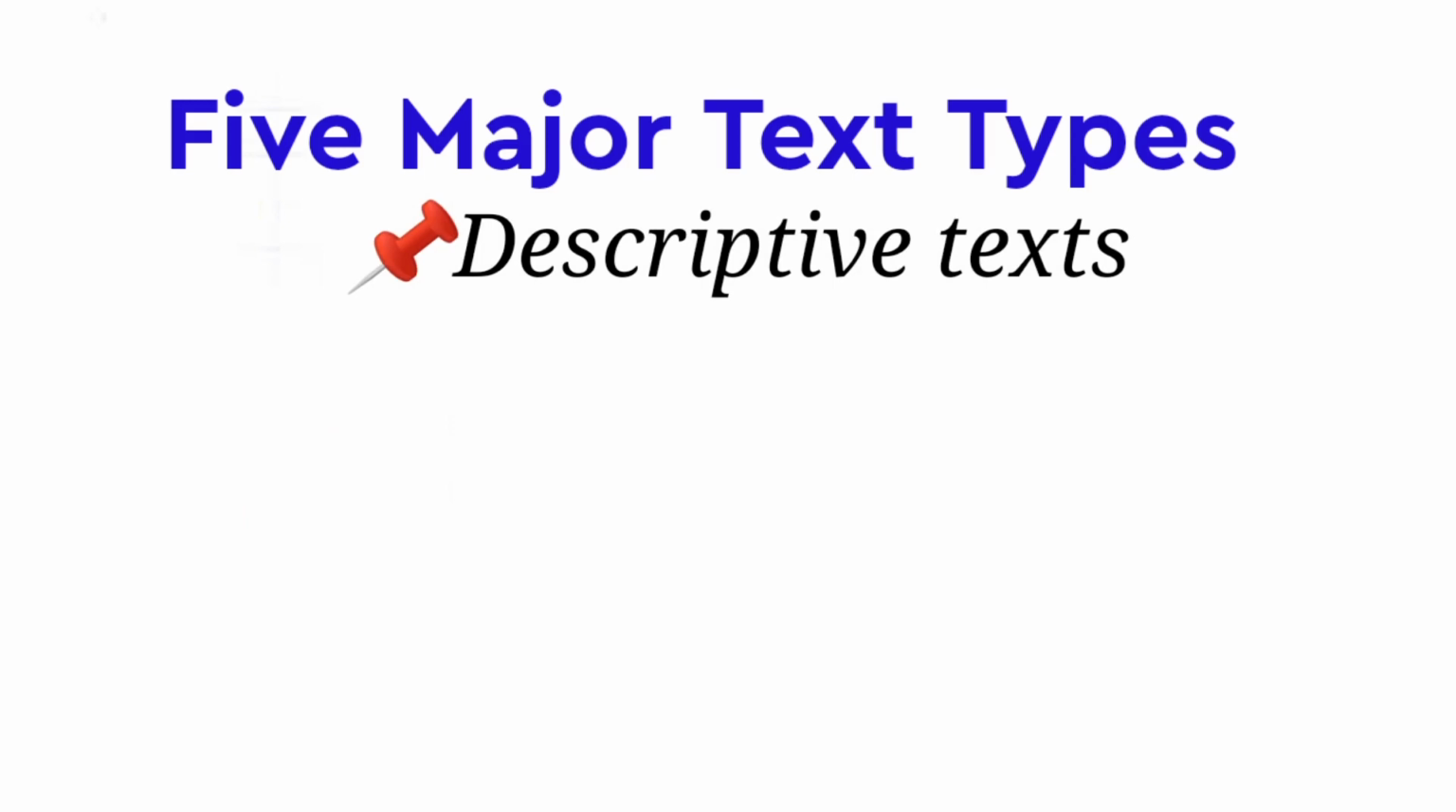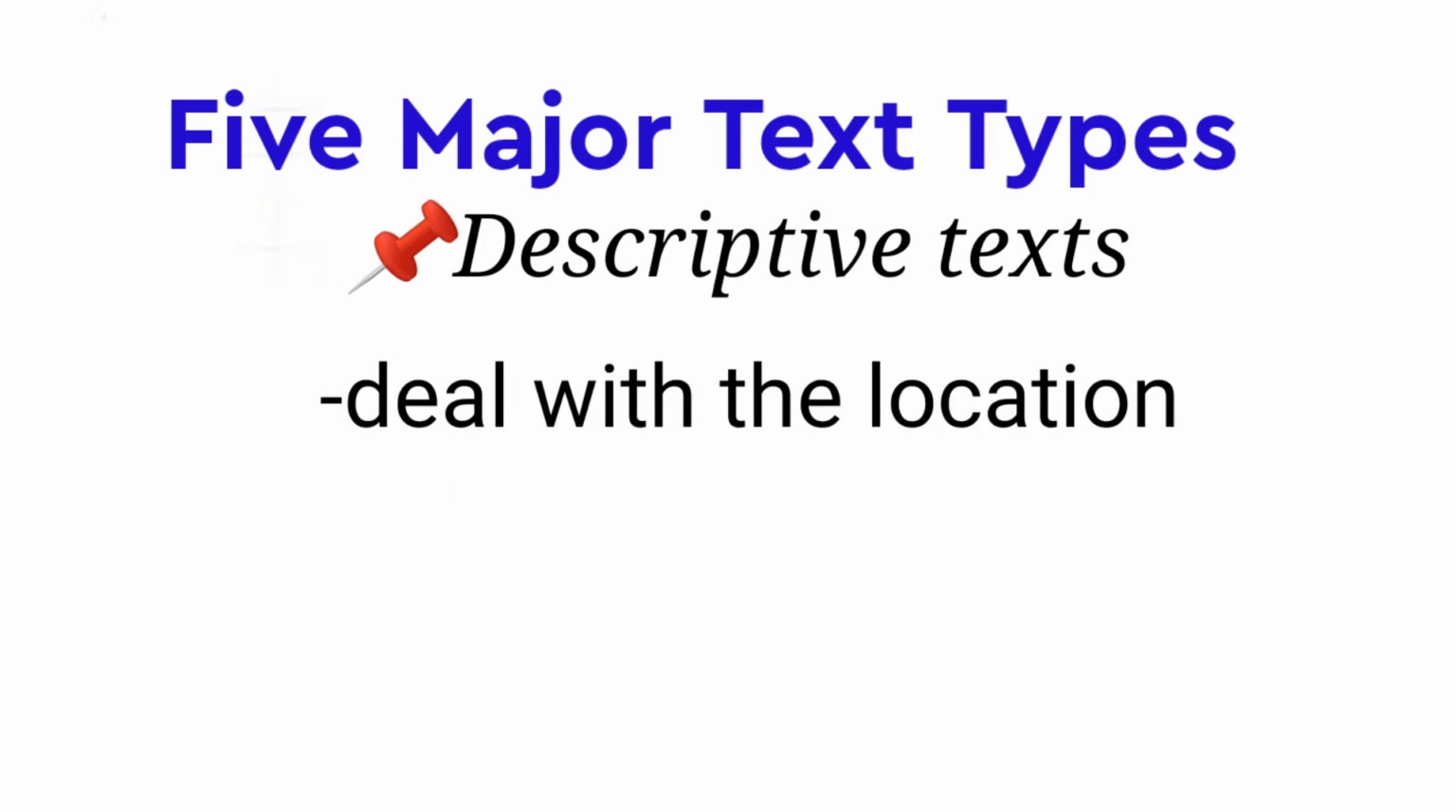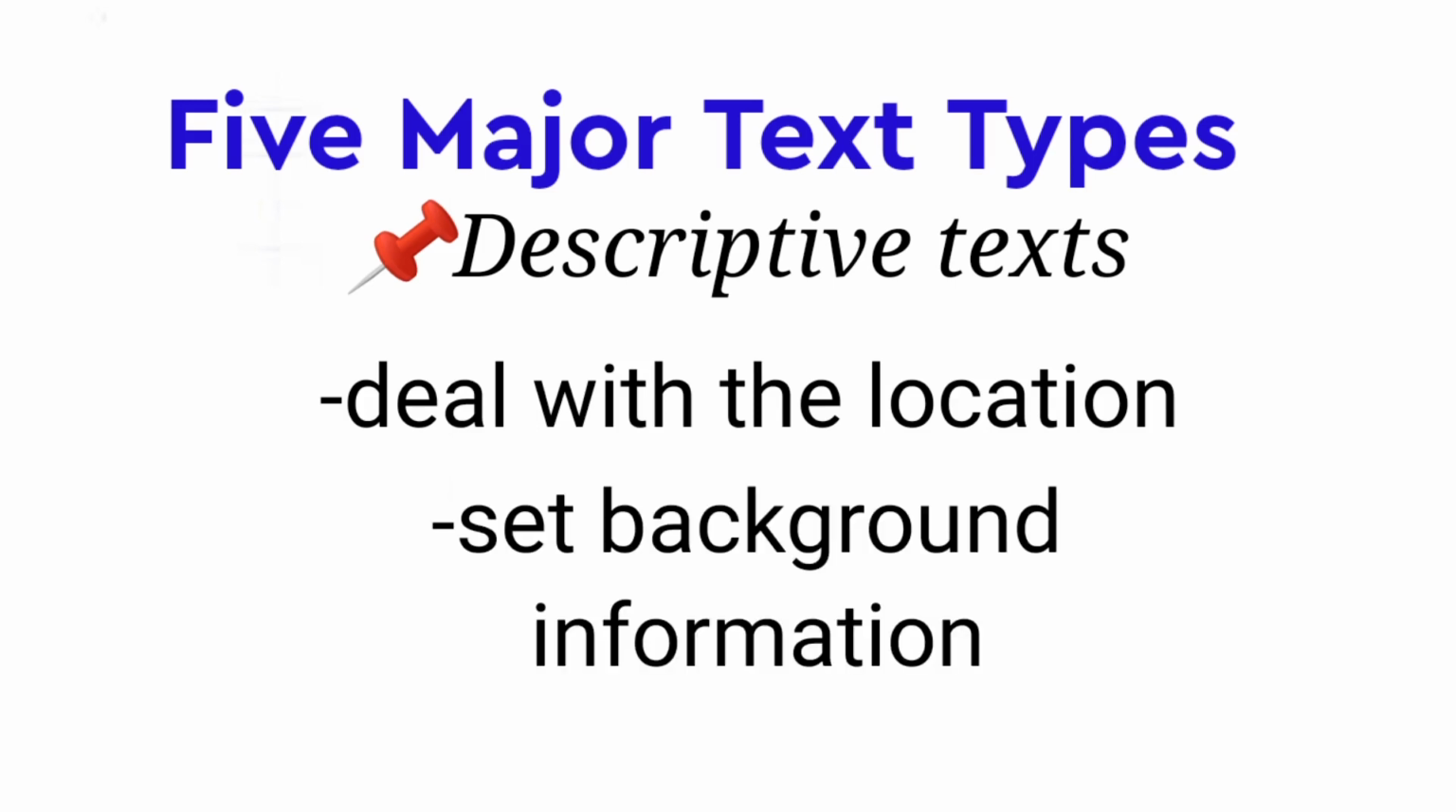Next is descriptive texts. Descriptive texts are concerned with the location of persons and things in space. They will tell us what lies to the right or left, in the background or foreground, or they will provide background information which perhaps sets the stage for narration. It is immaterial whether a description is more technical objective or more impressionistic subjective.